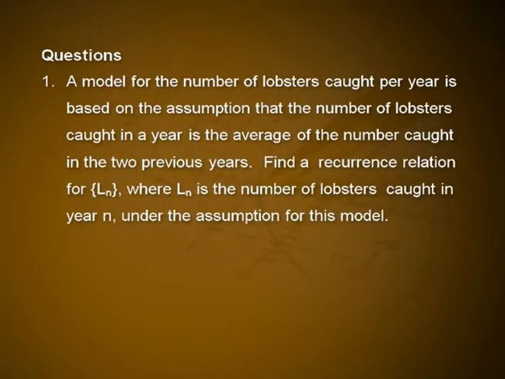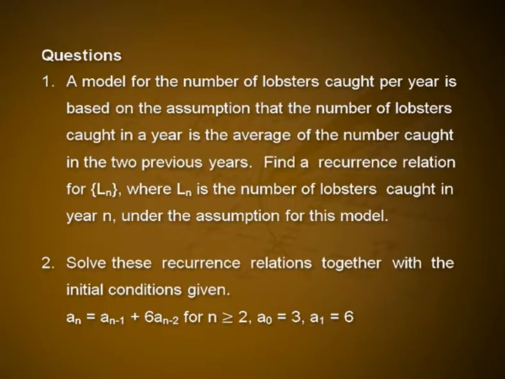Now, try to solve the given questions. 1. A model for the number of lobsters caught per year is based on the assumption that the number of lobsters caught in a year is the average of the number caught in the 2 previous years. Find a recurrence relation for Ln, where Ln is the number of lobsters caught in year n under the assumption for this model. 2. Solve these recurrence relations together with the initial conditions given. an is equal to an minus 1 plus 6 into an minus 2 for n greater than or equal to 2, a naught is equal to 3, a1 is equal to 6.